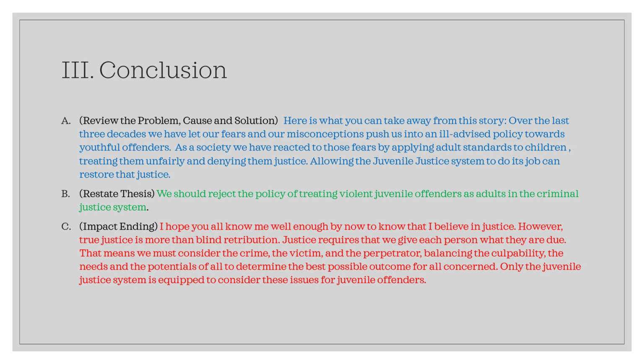I hope you all know me well enough by now to know that I believe in justice. However, true justice is more than blind retribution. Justice requires that we give each person what they are due. That means we must consider the crime, the victim, and the perpetrator, balancing the culpability, the needs, and the potentials of all to determine the best possible outcome for all concerned. Only the juvenile justice system is equipped to consider these issues for juvenile offenders.